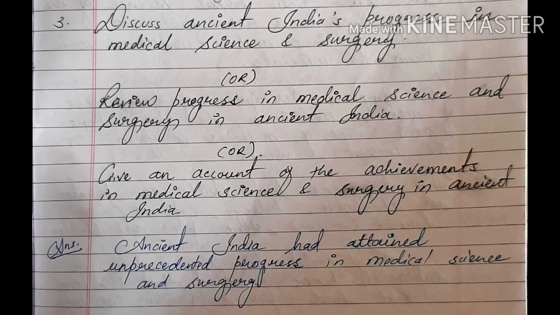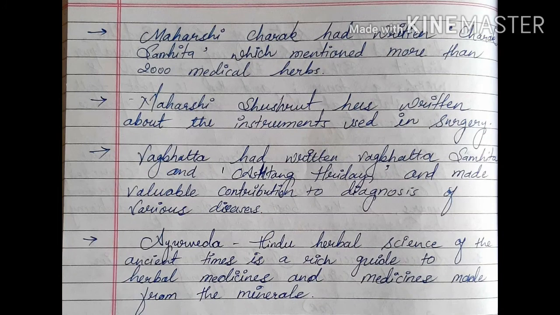Third question: discuss ancient India's progress in medical science and surgery, or review progress in medical science and surgery in ancient India, or give an account of the achievements in medical science and surgery in ancient India. And the answer is: ancient India had attained unprecedented progress in medical science and surgery. Maharshi Charak had written Charak Samhita, which mentioned more than 2000 medical herbs. Maharshi Sushruta has written about the instruments used in surgery. Vagbhat had written Vagbhat Samhita and Ashtanga Hridaya and made valuable contributions to the diagnosis of various diseases.